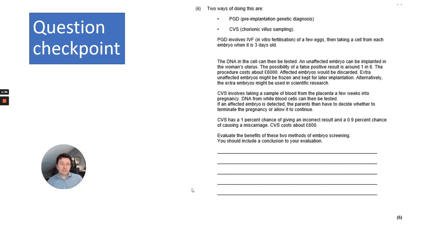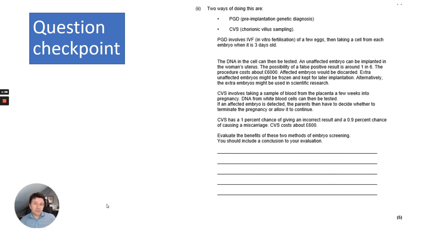Right, this question is a bit more involved, and as I said, they give you lots of information about different types of genetic screening. Then the question is to evaluate the benefits of these two methods. So you need to look at the benefits of both methods and then include a conclusion to your evaluation. Again, I'm going to ask you to pause and have a go. So pause in 3, 2, 1.